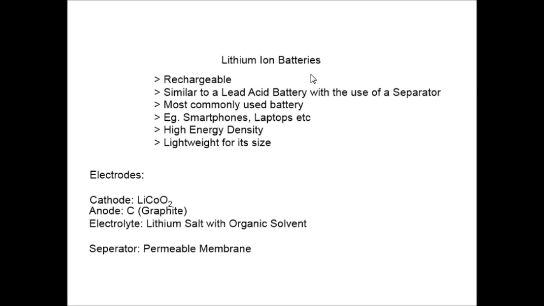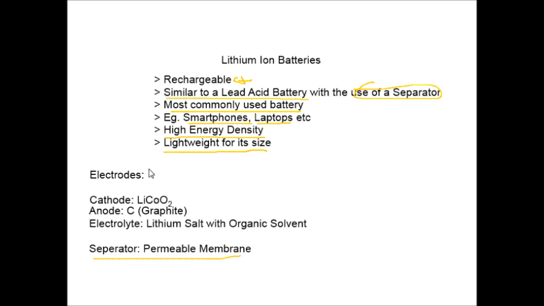Lithium-ion batteries. So what are lithium-ion batteries? They are a form of batteries that use lithium-ion movement for charging and discharging. So they are rechargeable batteries, and they're one of the most commonly used batteries today. Some examples of their uses are smartphones, laptops, even cars, and they are very similar to a lead acid battery in the sense that they have the use of a separator, a semi-permeable membrane. It also has a very high energy density and is relatively lightweight for its size.